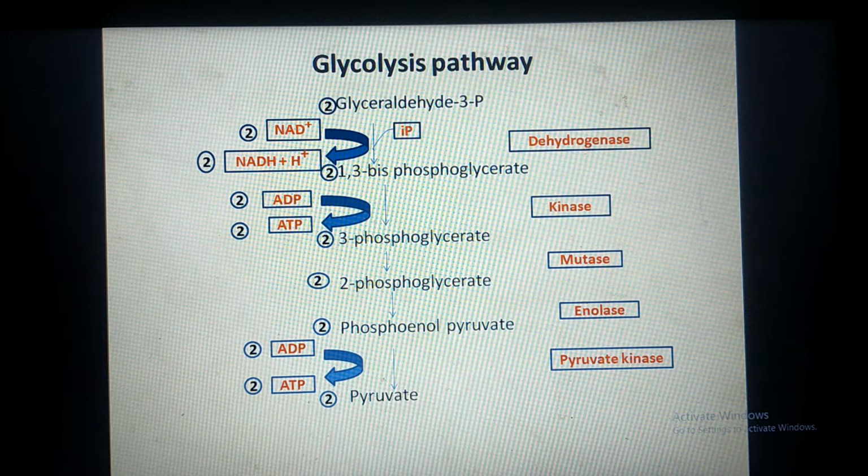Again this inorganic phosphate is directly added to ADP to form ATP. So this is also an example of substrate level phosphorylation, and ultimately pyruvate is formed. The enzyme required for this step is pyruvate kinase. If oxygen is present, this is the end product of glycolysis.